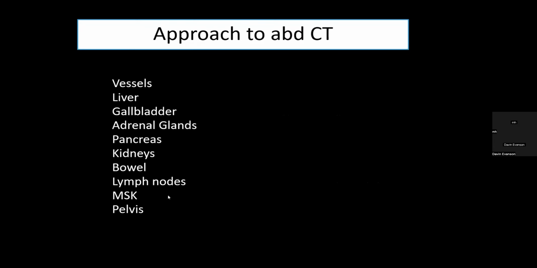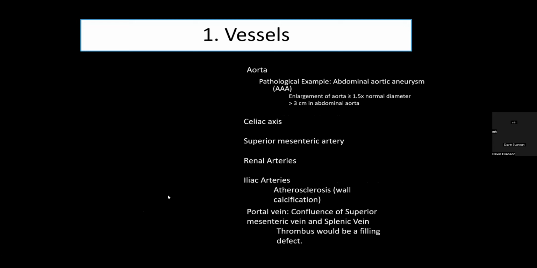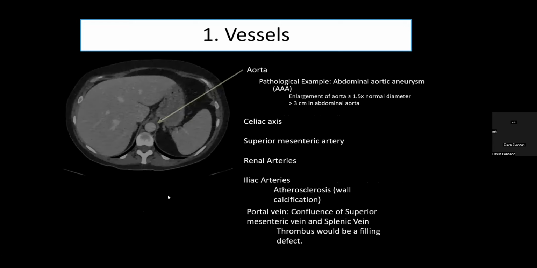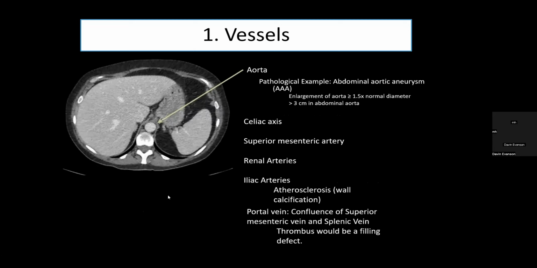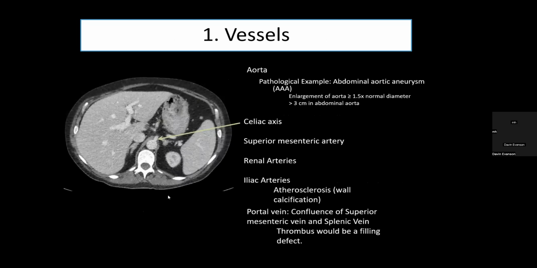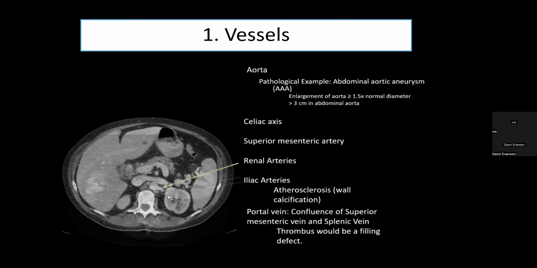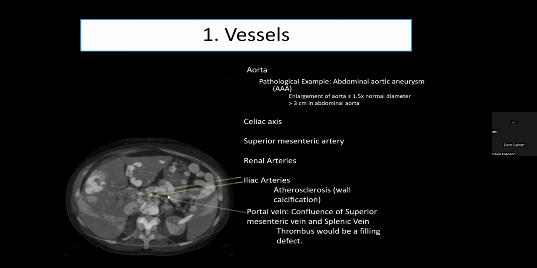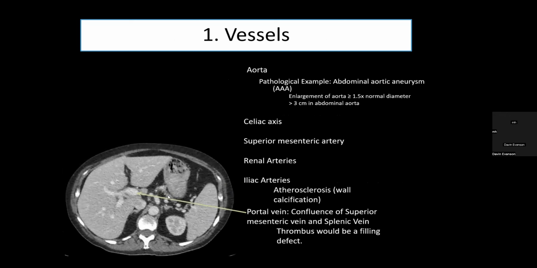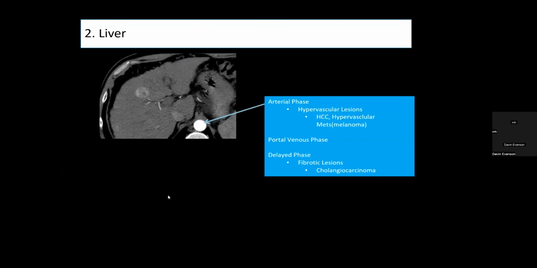Okay, I'm going to go a little bit fast through this. You guys can pause it. You can go back on your own time, but the approach to reading an abdominal CT is to look at the vessels, and the module does a great job showing the different vessels: celiac axis, SMA, renal arteries, iliacs, the portal vein. And for the liver, again, the different phases.